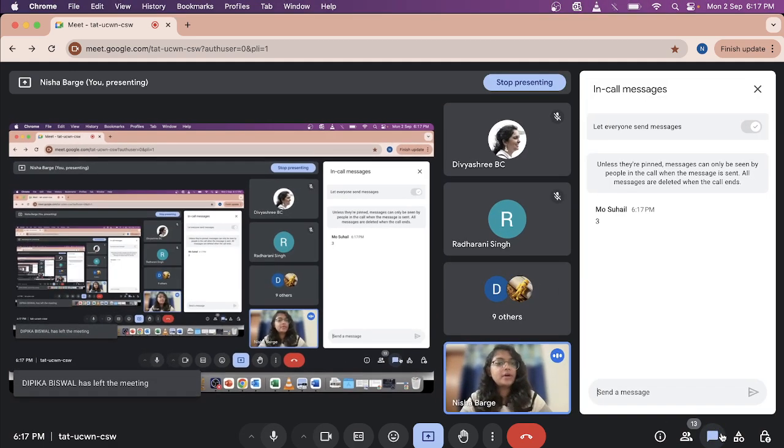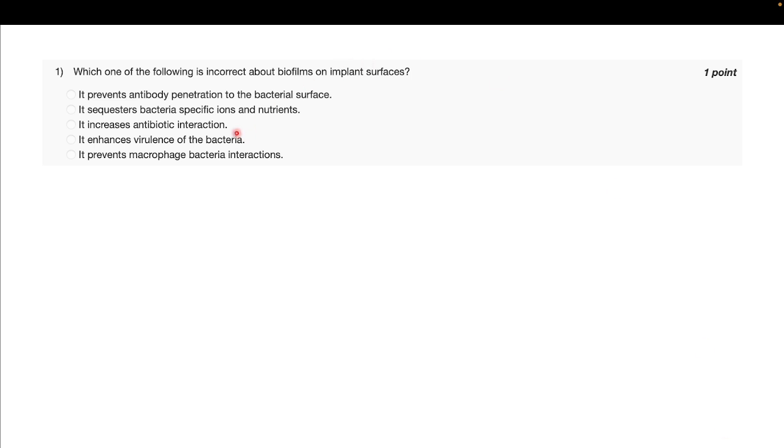Okay, somebody is trying to answer in chat. He's chosen the third option, it increases antibiotic interaction. Okay, we have one answer. Does anybody else have a different answer?